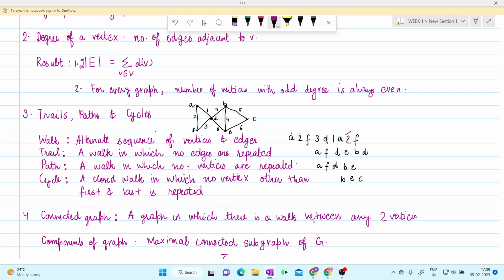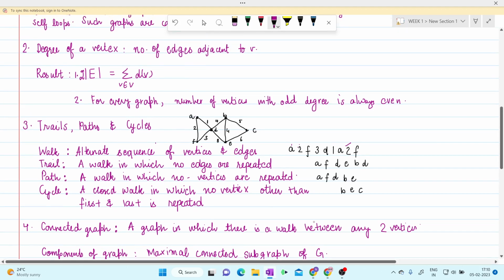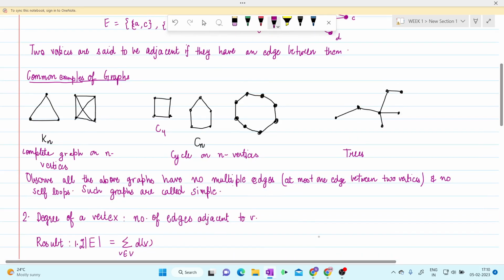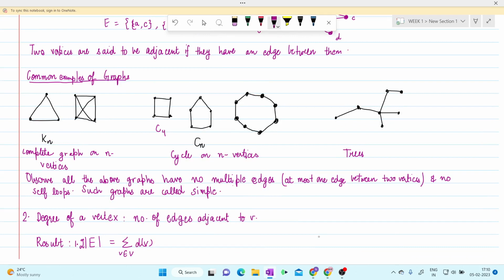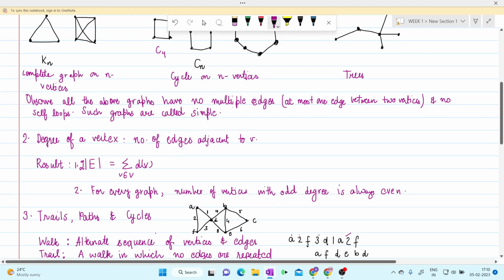Now a path is a walk in which no vertices are repeated. If no vertices are repeated, then no edges will be repeated too. Therefore a path is always a trail. And then the other concept is a cycle. A cycle is a closed walk in which no vertex other than the first and last is repeated. Like in the above examples, all these were cycles. You can see no vertex other than the first vertex is repeated.